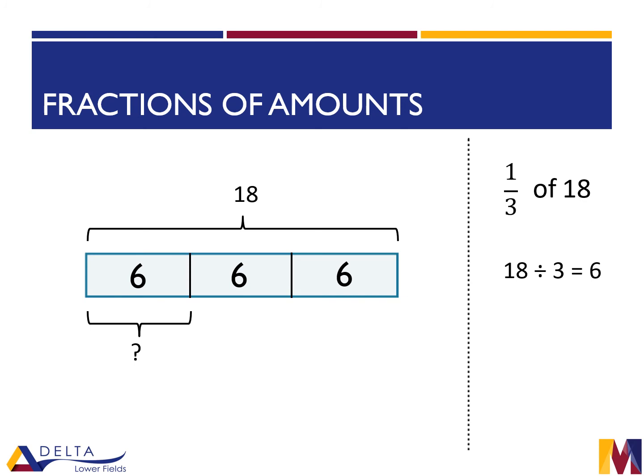So I can repeat that, I can iterate that 6. Remember that idea of iteration, 1/3 add 1/3 add 1/3. So 6 add 6 add 6 equals my whole. Now of course I'm being asked for 1/3. So 1/3 is 6. 1/3 of 18 equals 6. Straightforward, yeah?